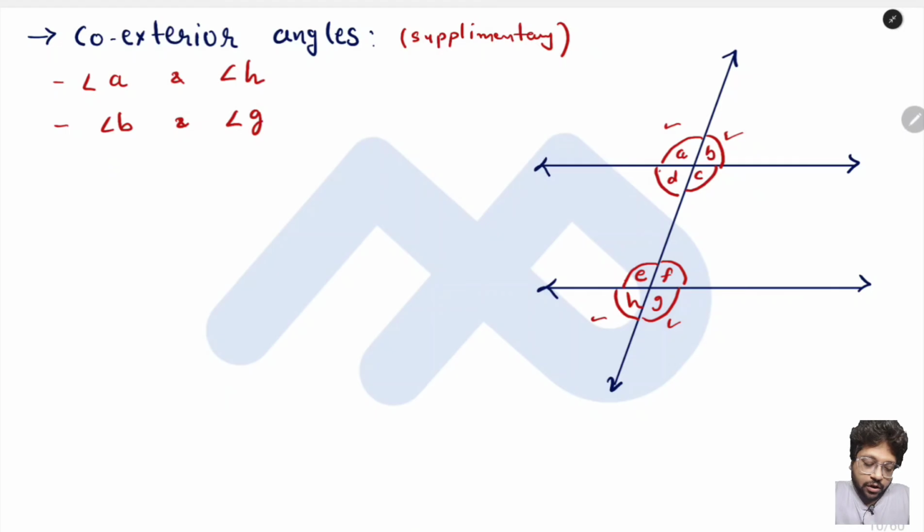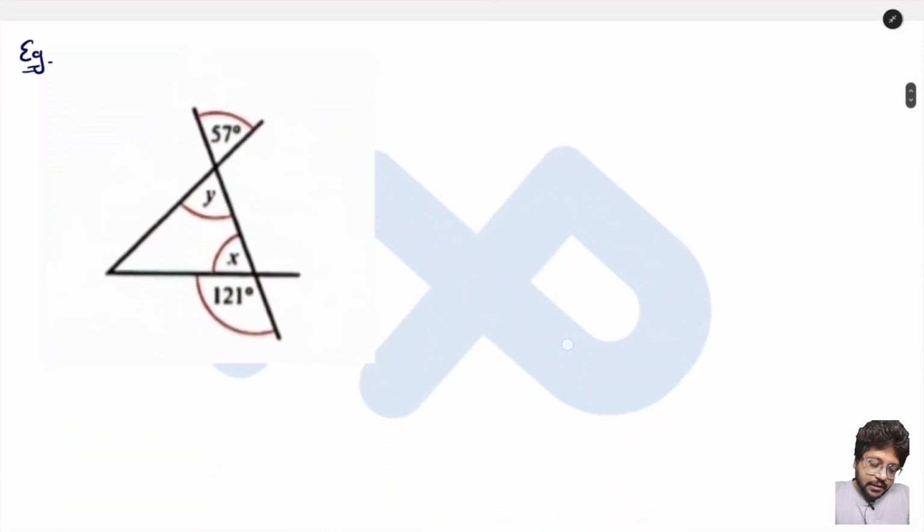Then there are co-exterior angles, alternate exterior angles, then alternate interior, co-interior, corresponding angles, vertically opposite angles, and linear pairs. So try to remember all these pairs, and once you remember all of them, it will be very easy for you to solve the questions based on a pair of parallel lines and a transversal line also. Clear? Let's see some questions.